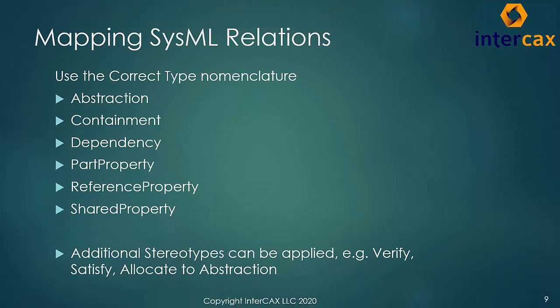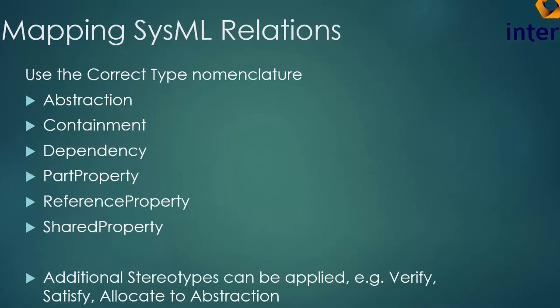The nomenclature for type is important. Use one from the list here, and note the lack of spaces in these type names. Some others require adding a stereotype, such as verify on top of an abstraction base type.